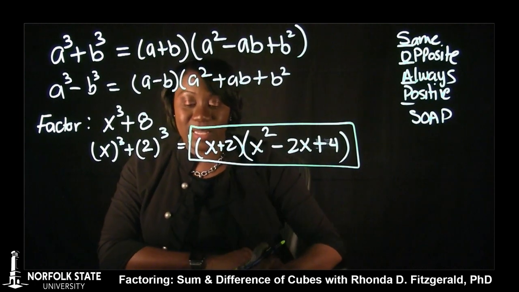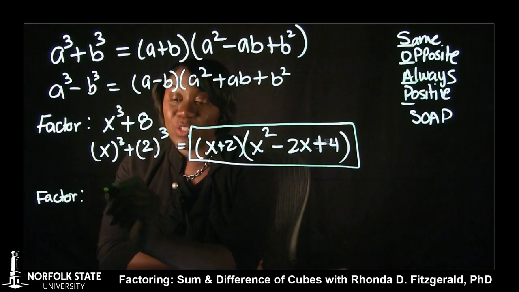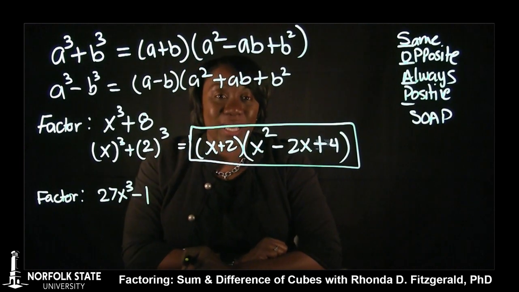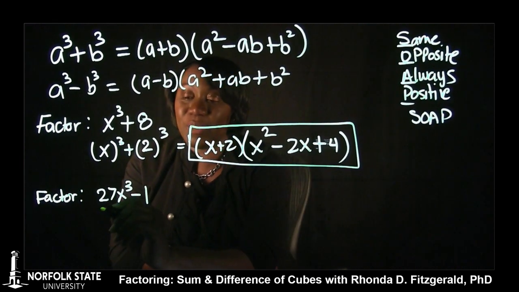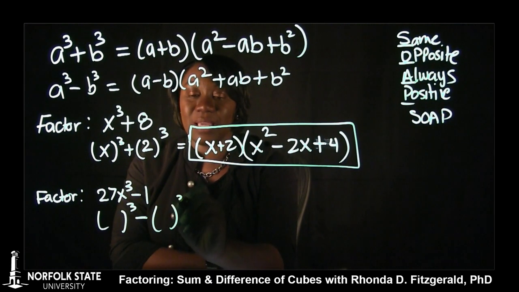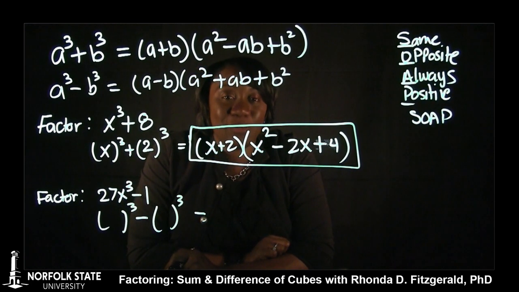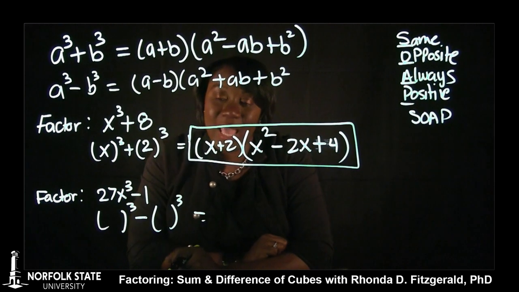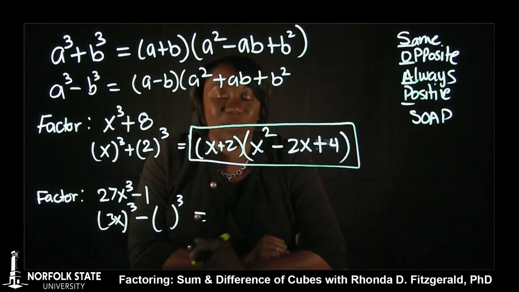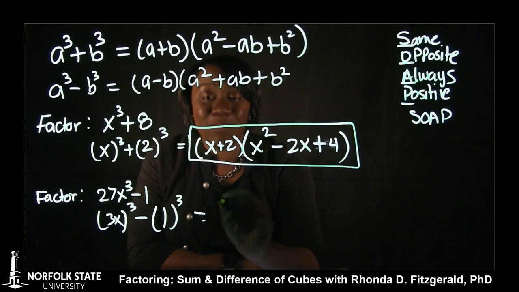Now let's look at one other example. We want to factor 27x cubed minus 1. Now once again, the very first thing that I want to do is write something cubed minus something cubed. So we want to ask ourselves, what cubed gives me 27x cubed? And that answer is 3x. And then what cubed gives me 1? That's simply 1. So now we go through and break this down.